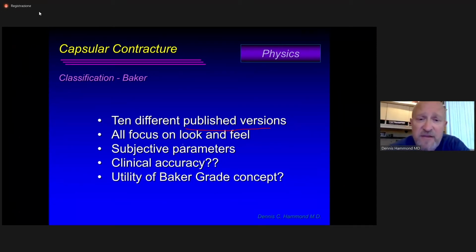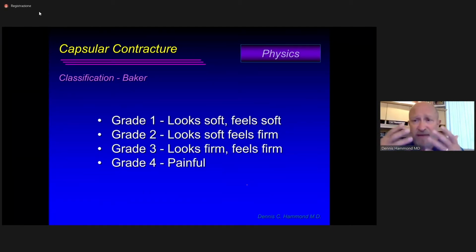All of them focus on look and feel, and they are totally subjective parameters. And I think that it's time that we do better than that. We've got to have something that you can measure clinically. And I really wonder if the Baker grade is the best way to go about doing this. So what I did in my own mind, looking at all of those various types of Baker grades, is organize it this way. A grade 1 looks soft, feels soft. A grade 2 looks soft but feels firm.